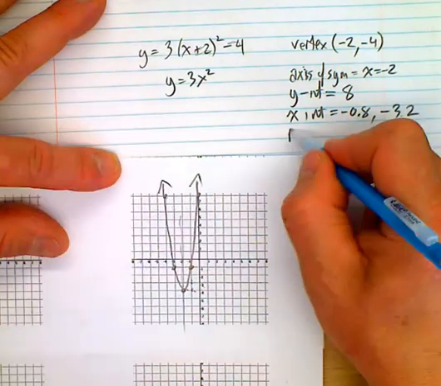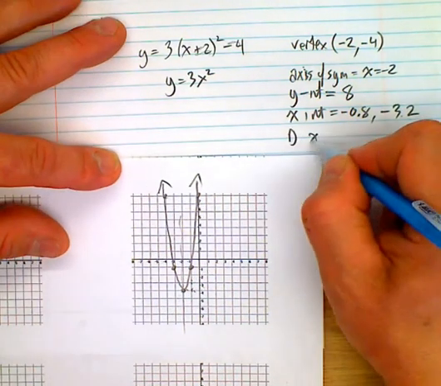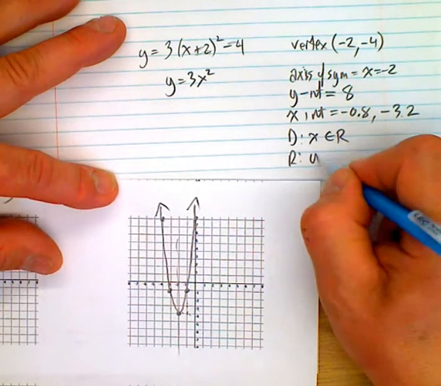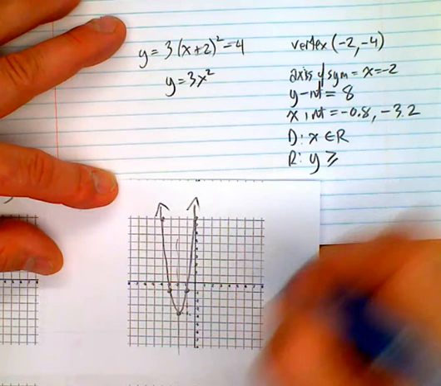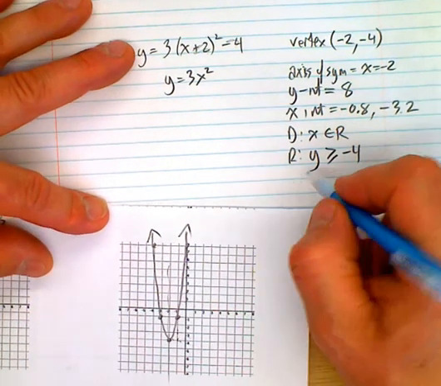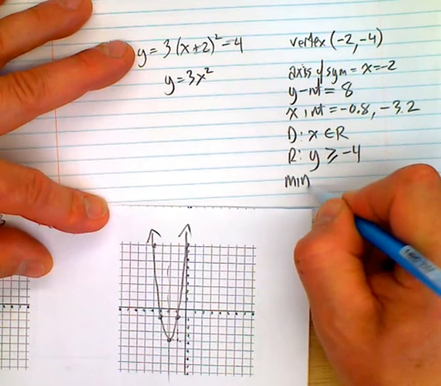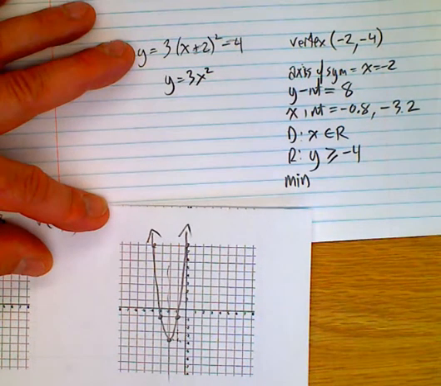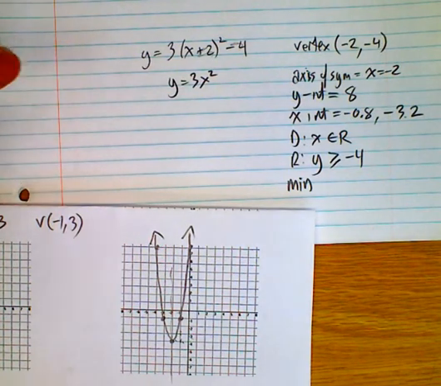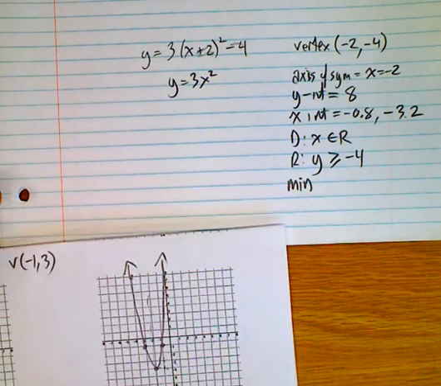If we look for our domain, it's going to be x is all real numbers, because it always is all real numbers. If you look at your y, it's greater than or equal to this lowest value of negative 4. And it's also a min. It's just a minimum. Those are the questions that you're going to need to answer for all these graphs, okay? I can help you graph one more if you like.